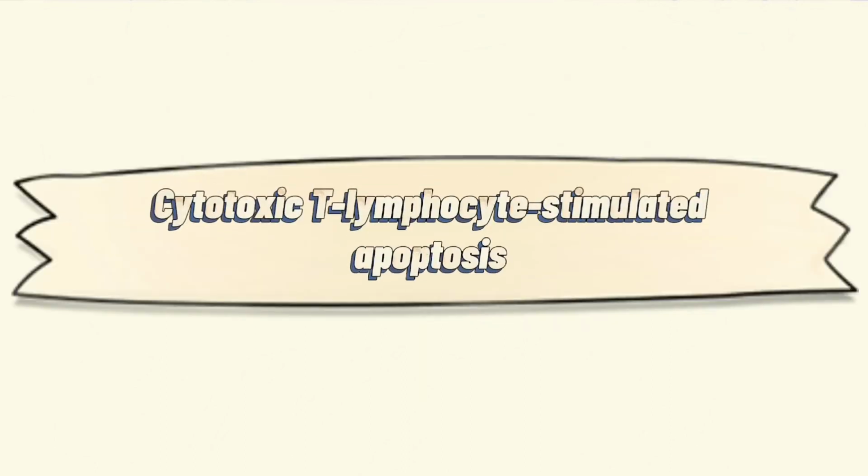For the cytotoxic T lymphocyte-stimulated apoptosis, this is the type of apoptosis which is caused by cytotoxic T lymphocytes or CTLs. CTLs recognize foreign antigens on the surface of host cells. Ibig sabihin, kapag na-recognize nila na yung cell is hindi normal yung behavior or may nakapasok na foreign matter, kailangan mag-undergo ng self-destruct ng cell para hindi siya maka-affect pa ng sobra.